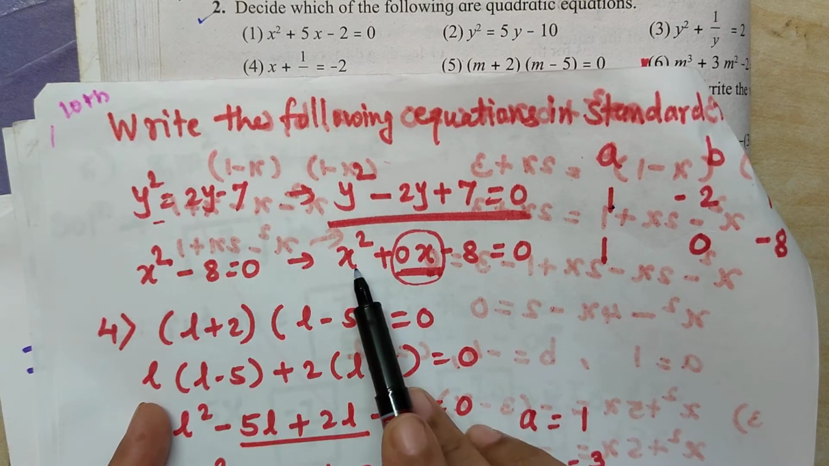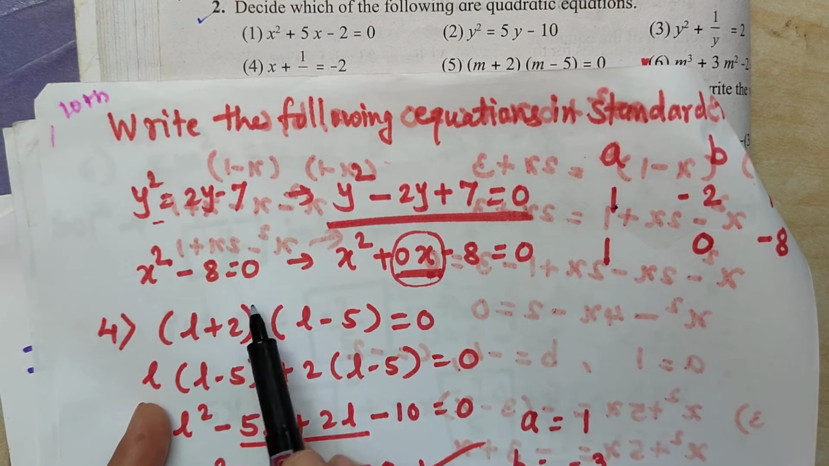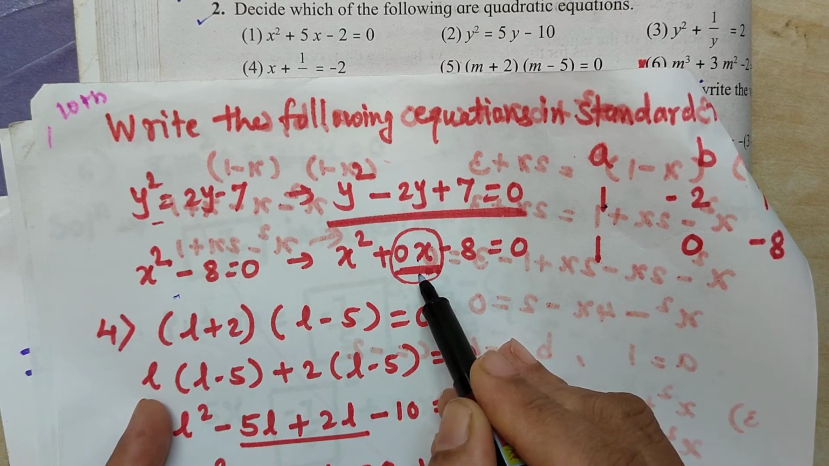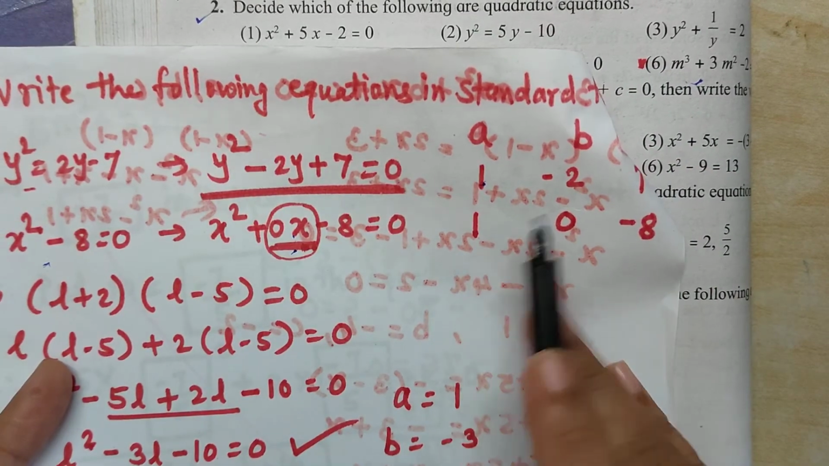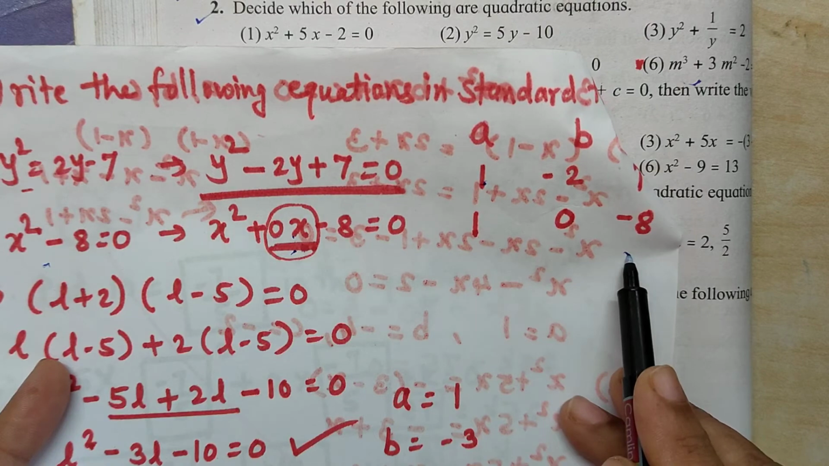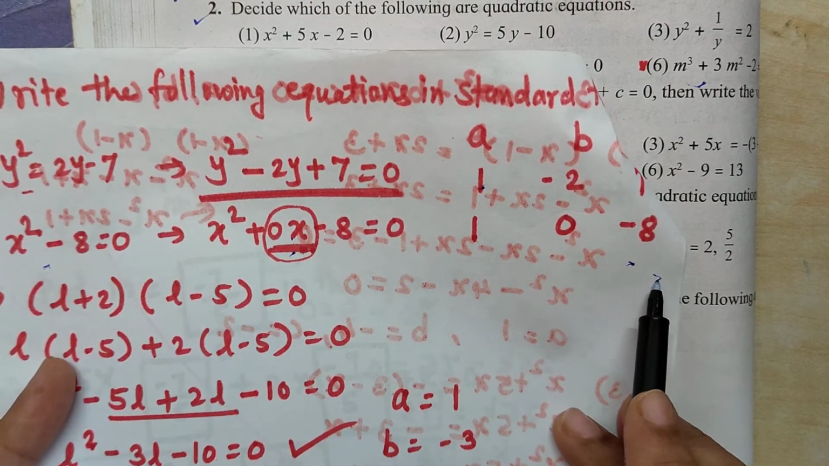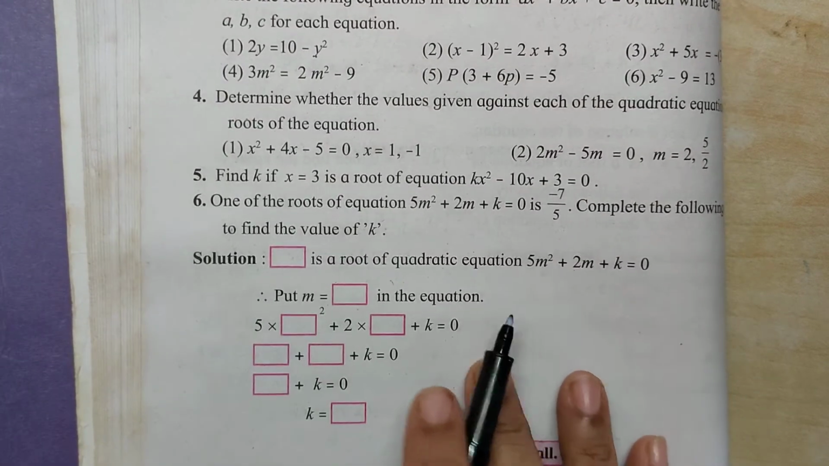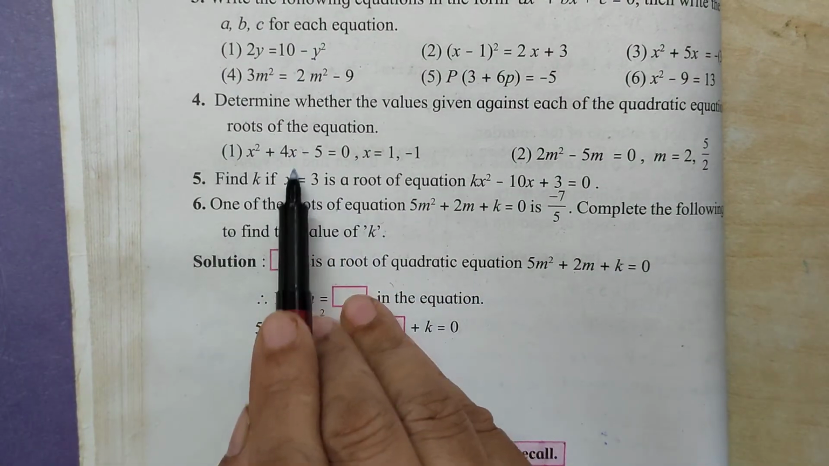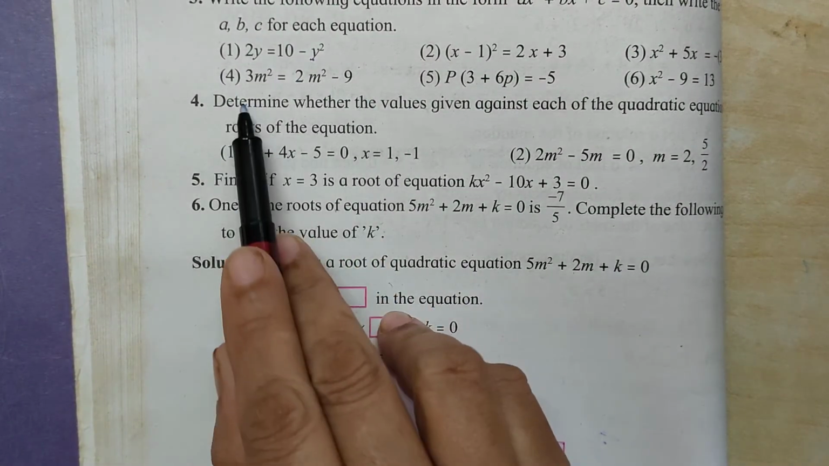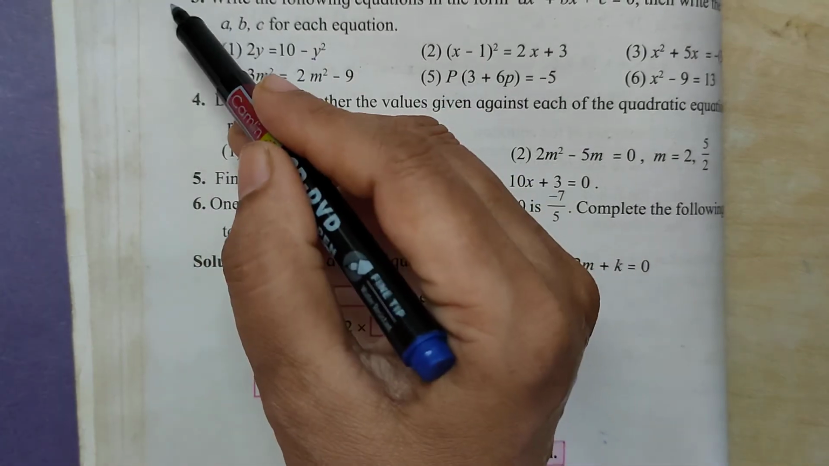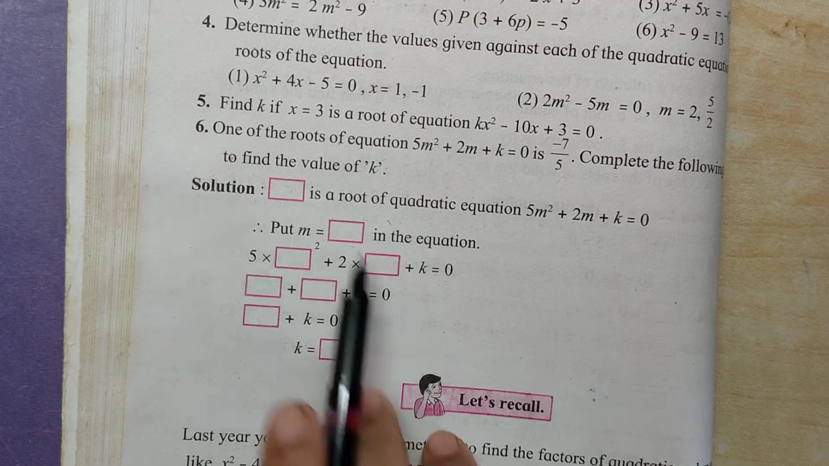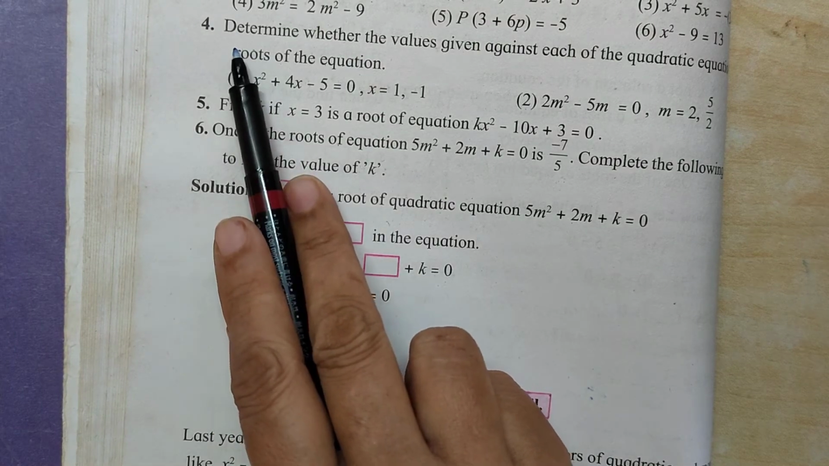x square minus 8, that is, x square plus 0x minus 8 is equal to 0. Here the second term is not given, therefore we will take it as 0x. Therefore value of a is 1, b is 0 and c is minus 8. This way we will solve the examples. Then the fourth one. Third question, we will solve the examples. Now we will see question number 4.